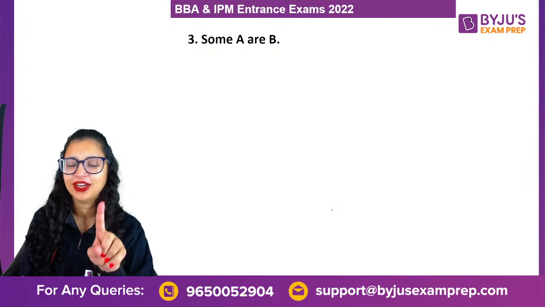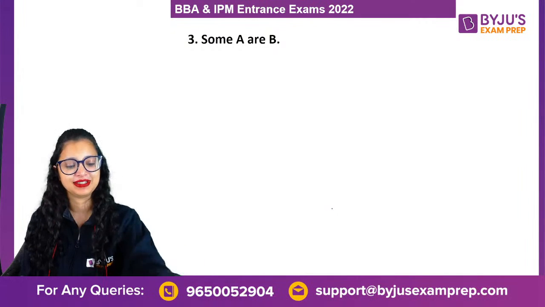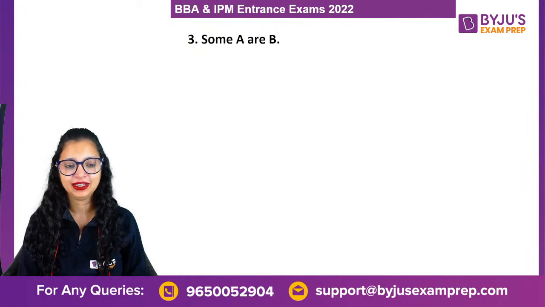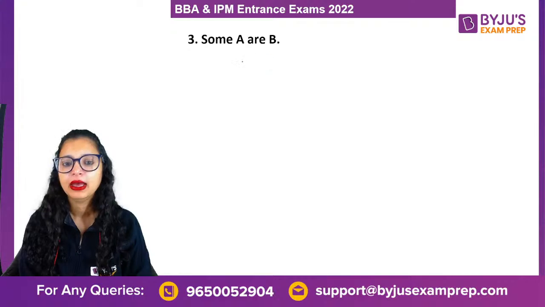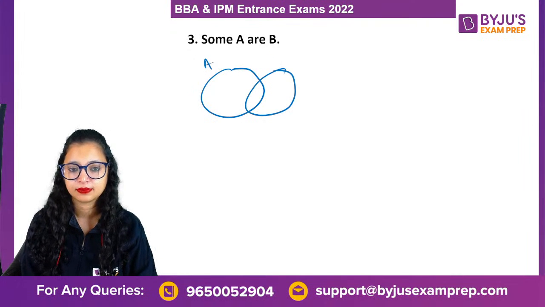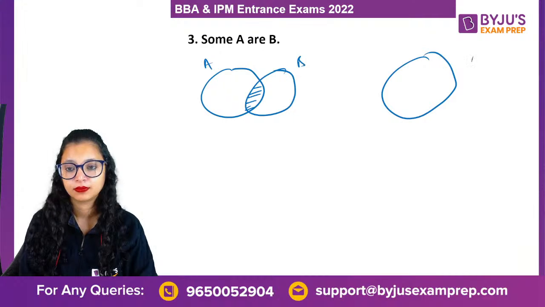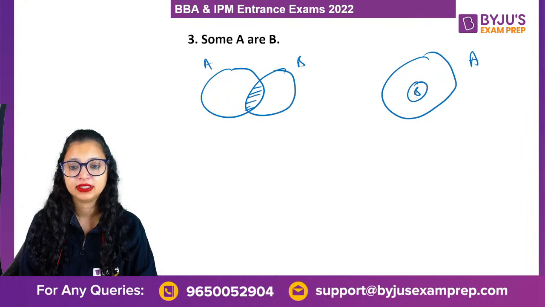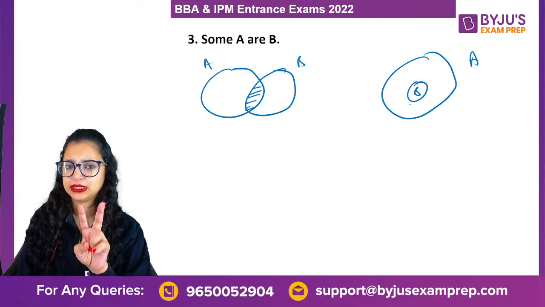Unlike no A or B, we had only one possible scenario. Here we're going to have 4 possible scenarios. So let's apply it to this statement. Let's see what all can be drawn. Some A or B. One possible scenario, this. Some A or B. Second scenario. Some A or B. This is some A. This is also B. These are the first 2 cases.